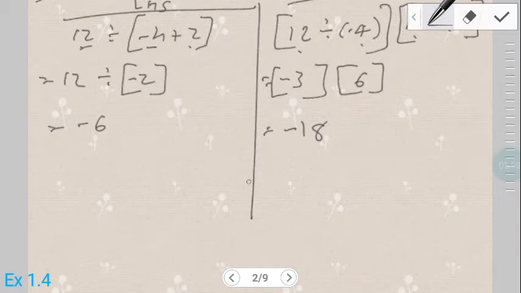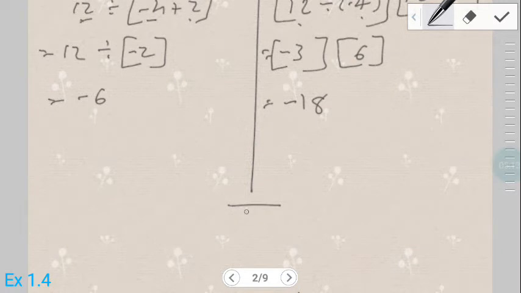So we can say that left hand side not equal to right hand side, and it's verified.